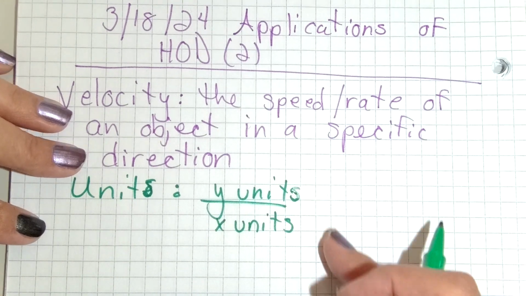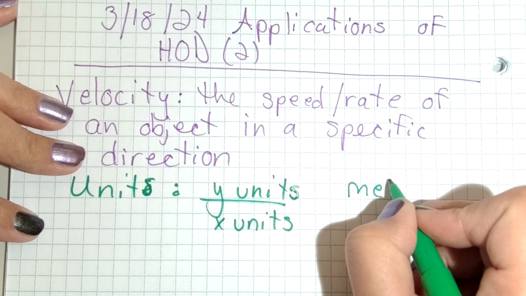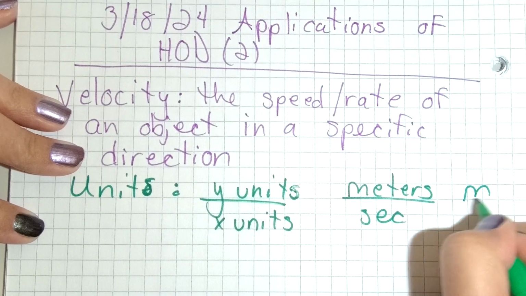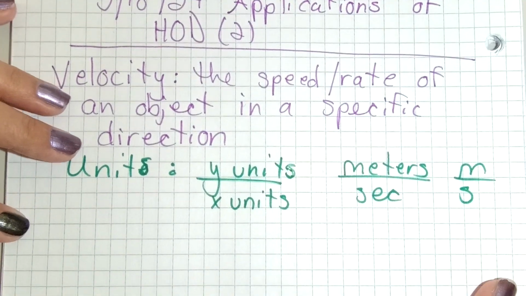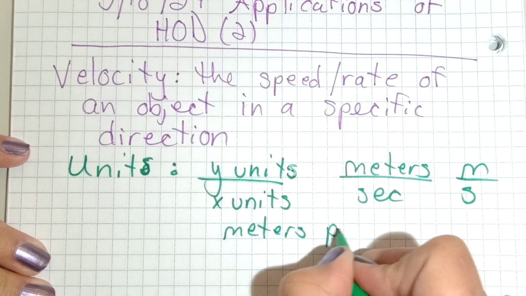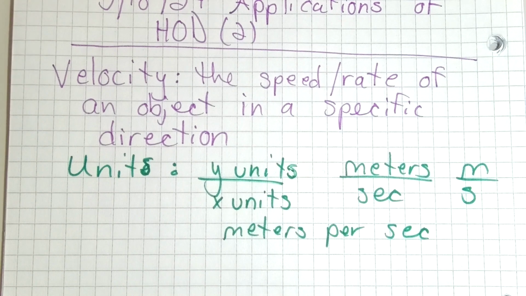So for example, you can write it as a fraction. So let's say it's meters per second. You can put meters per second. You can put m per s. Or you can write it out. Meters per second. Any one of these is fine, but you have to have units in these problems or you will not get your full points. Are we clear?